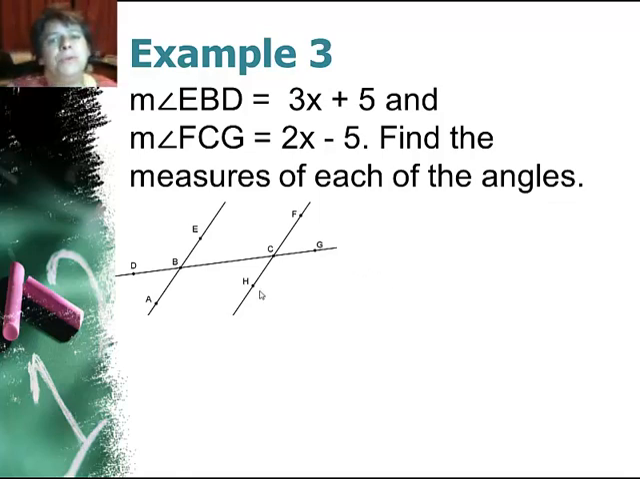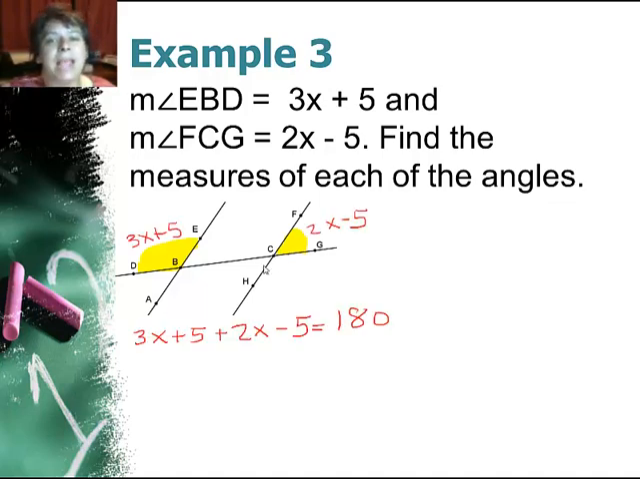In example 3, we're looking at angle EBD and angle FCG, which I highlighted here. You should be able to see that those two angles are called same side exterior angles, because they're on the same side of the transversal. So the same sides are always supplementary. Probably doesn't hurt that they start with the same letter to help us remember. If they're supplementary, that means they add up to 180 degrees.